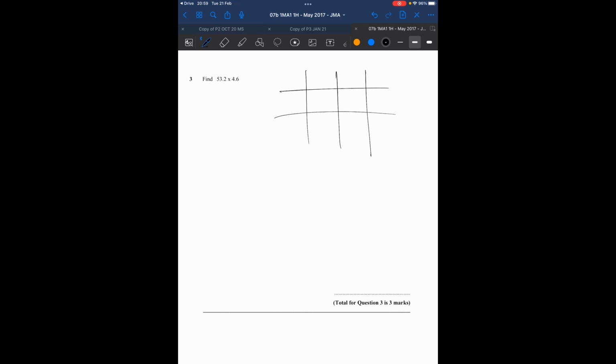So what you do is you partition the numbers. Partitioning the numbers means you call that 50, and you call it 3, and you call it 0.2. Now, why do you do that? Well, if you break it into its bits, it makes the multiplications much easier. We do the same with the 4.6. I call that 4, and I call that 0.6. And then you put those in.